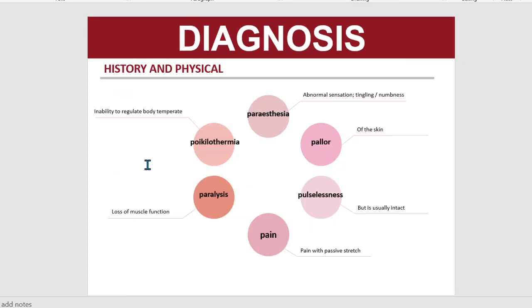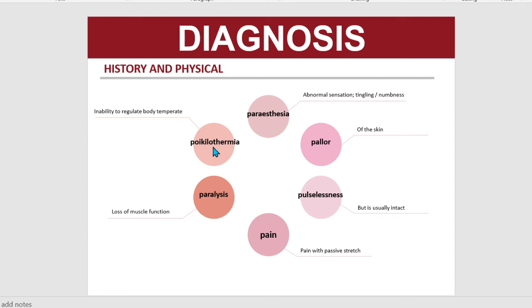That is the pathophysiology. So, history and physical examinations. These are the basic signs and symptoms that you can see in the patients. Paresthesia, so this is a symptom. So numbness, pallor, that is a sign. Pulselessness, that is a sign. Pain is a symptom. Paralysis is a sign.